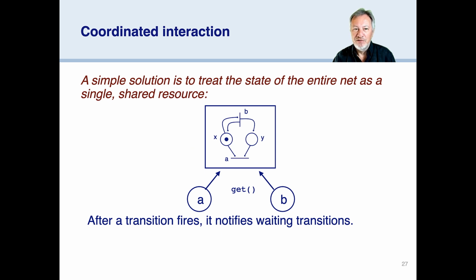A hybrid solution is to treat the state of the entire net as a single shared resource. That means that every time a transition wants to fire, it briefly locks the state of the entire net, says, okay, let's do an update, puts it back, and then another transition can compete for that resource. So instead of having a central net manager, each transition process will have the opportunity to update the state of the net as a whole.